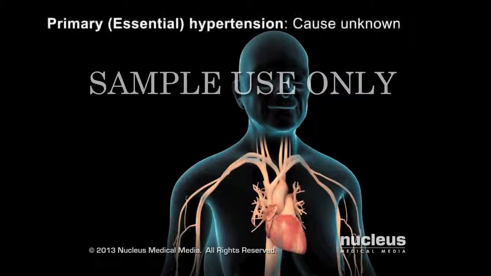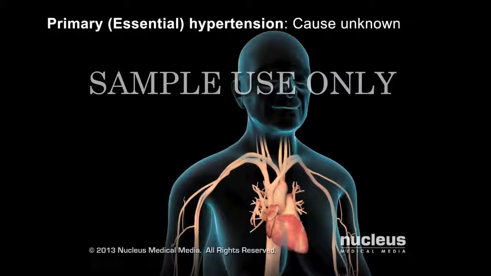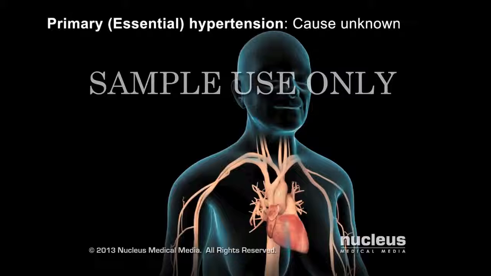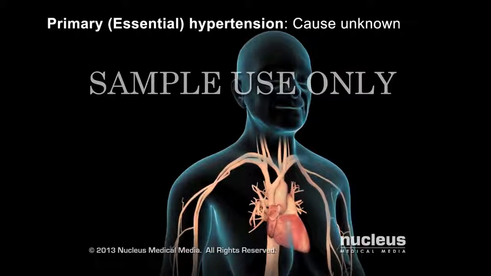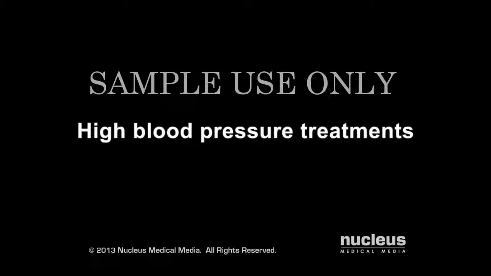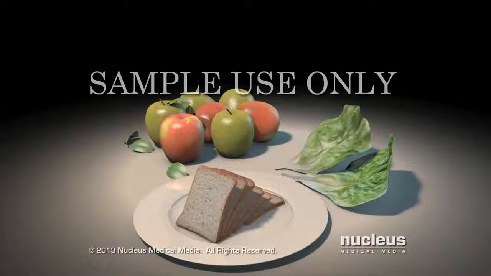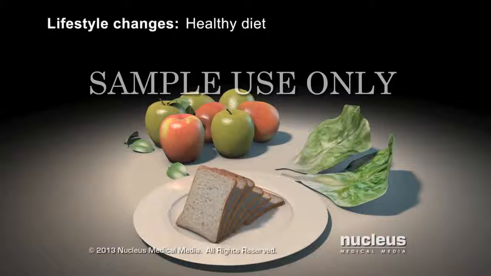In most cases, the cause of high blood pressure, or hypertension, is unknown. This type of high blood pressure is called primary or essential hypertension. Treatment for essential hypertension includes lifestyle changes, such as eating a healthy diet.